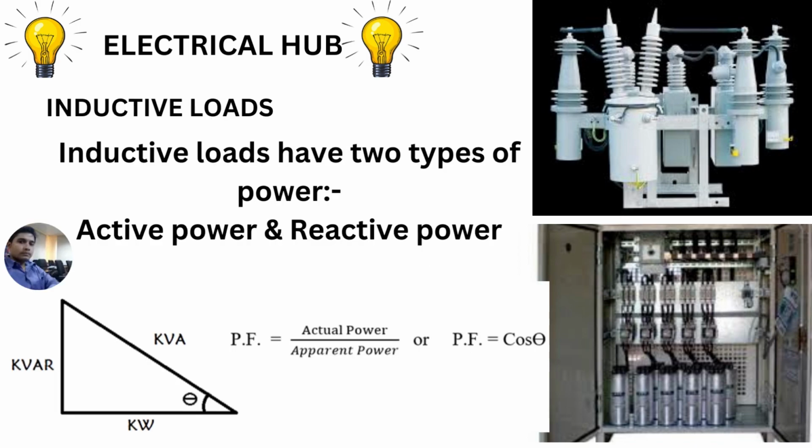In the industry, most of the loads are inductive loads, and inductive loads have two types of power. One is the active power, another is reactive power. Active power is the power required to do the active work, and the reactive power is required to maintain the electromagnetic field.